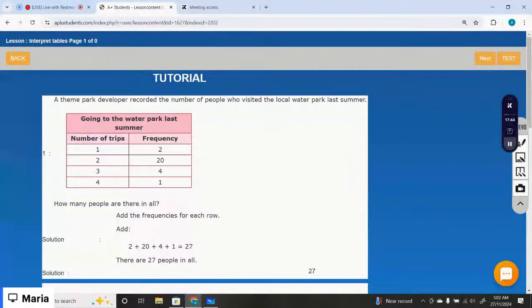A theme park developer recorded the number of people who visited the local water park last summer. How many people are there in all? You need to calculate the total people, so you need to calculate all the frequencies, right? So there are 2 plus 20 plus 4 plus 1. So the correct option is 27. So there are 27 people in all.